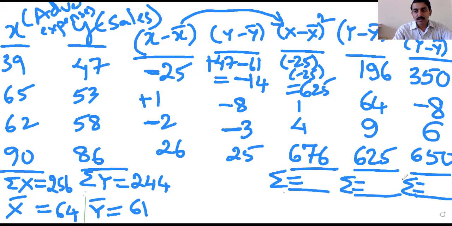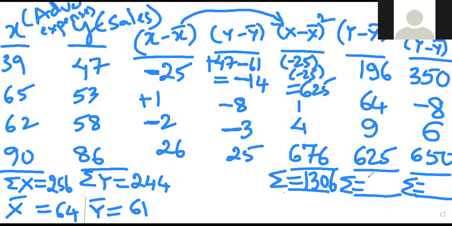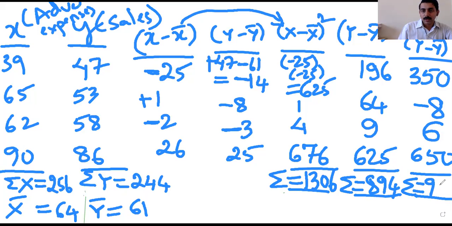You have to sum total the last three columns. X minus x bar square is 1306, sir. Not 6. Am I right? Yeah, yeah. 894. Last one, 998. I hope everyone has the same answer. 1306, 894, 998.